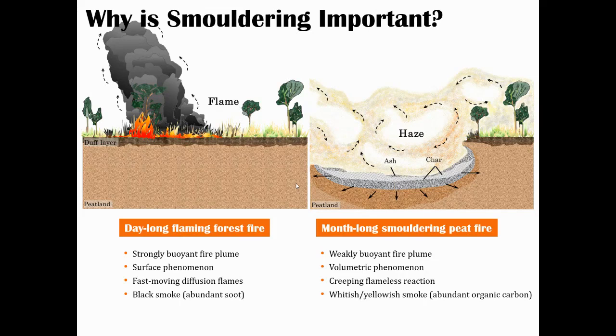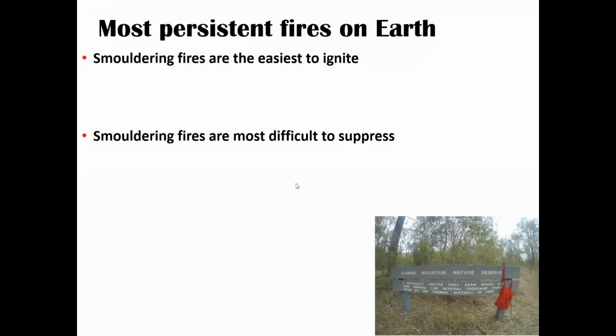And the smoke here has a completely different nature. It doesn't have soot, it doesn't have this dark color, it's more of organic carbon and PAH and other hydrocarbon molecules that are producing these droplets that give it a white yellowish color. When we look into the extremes of smoldering, its ignition and its suppression, and we compare that to flaming, we see that smoldering is the most persistent type of fire on Earth.